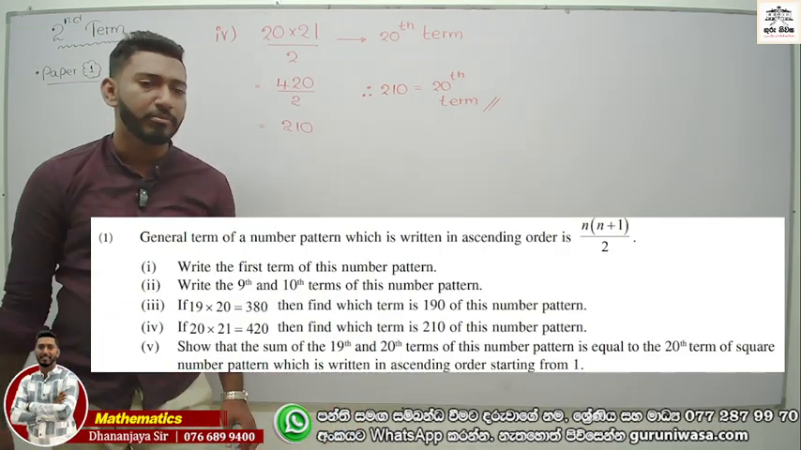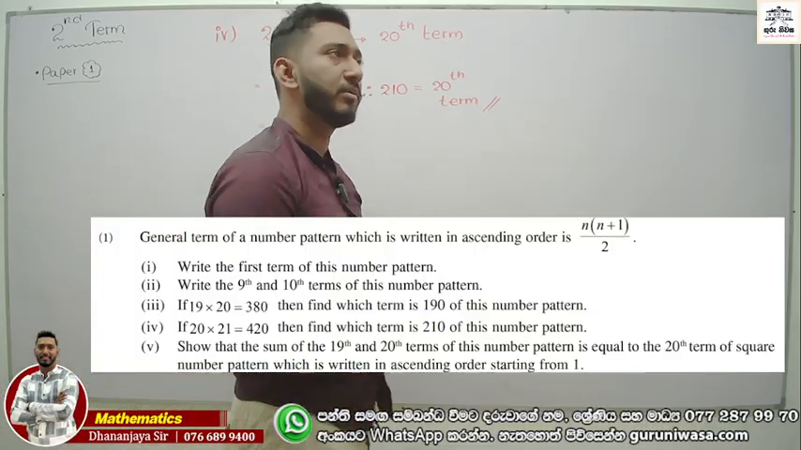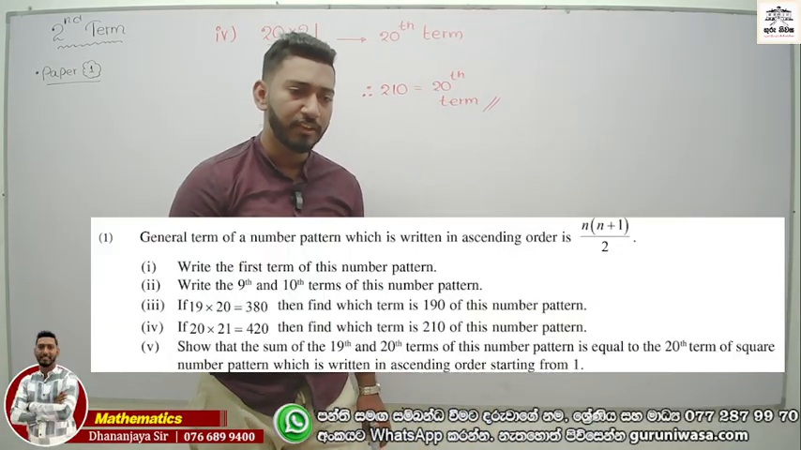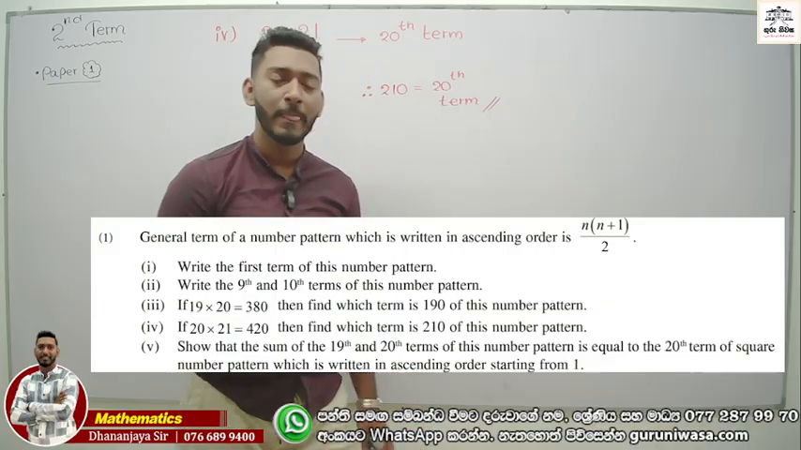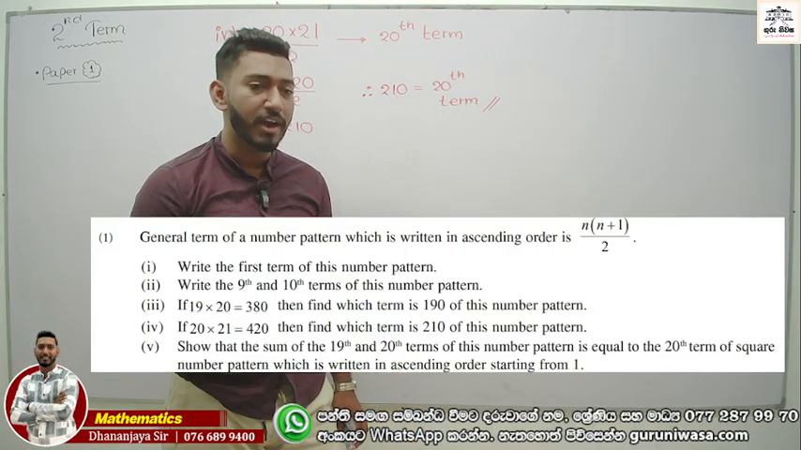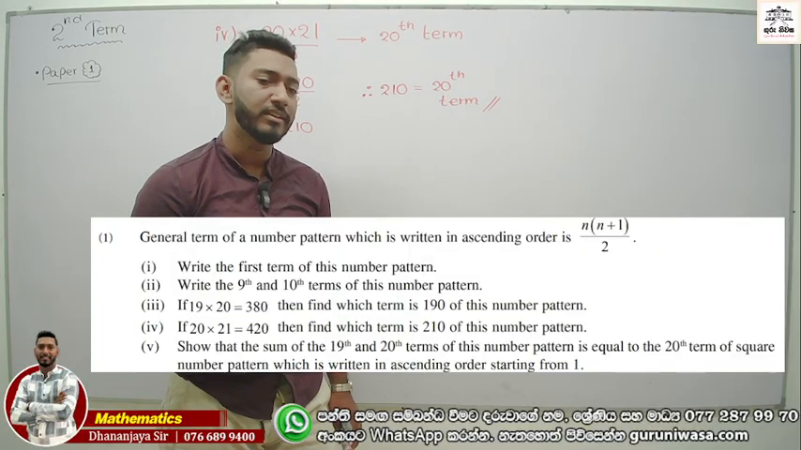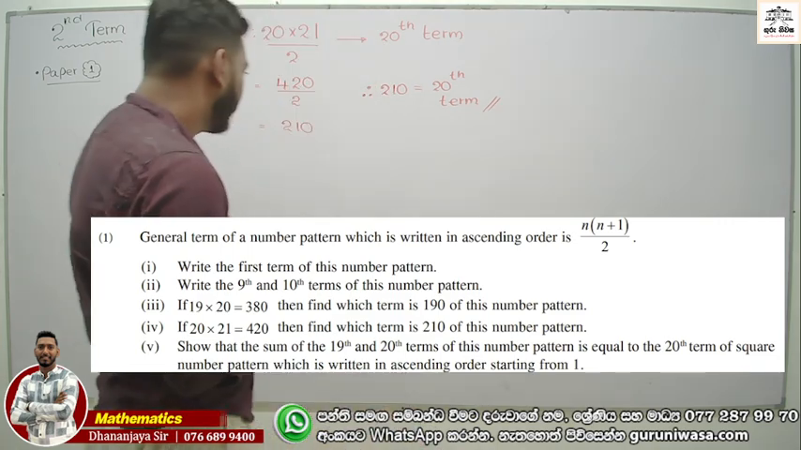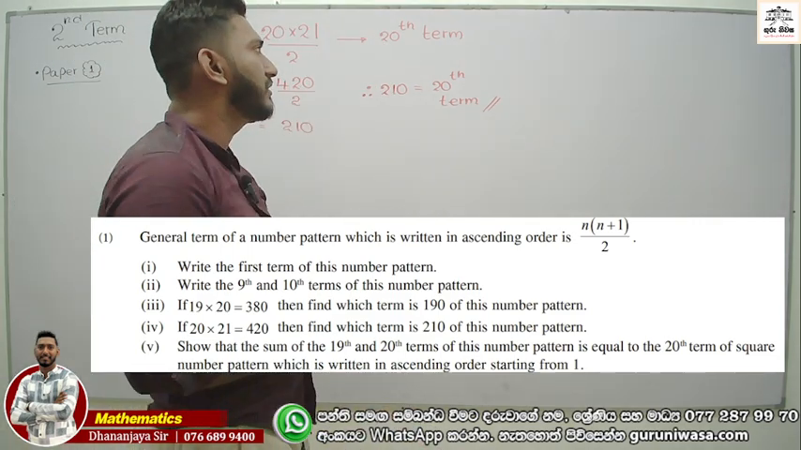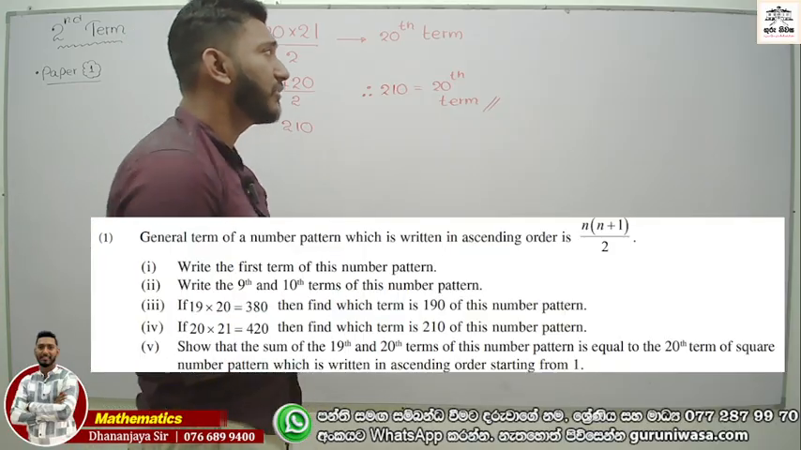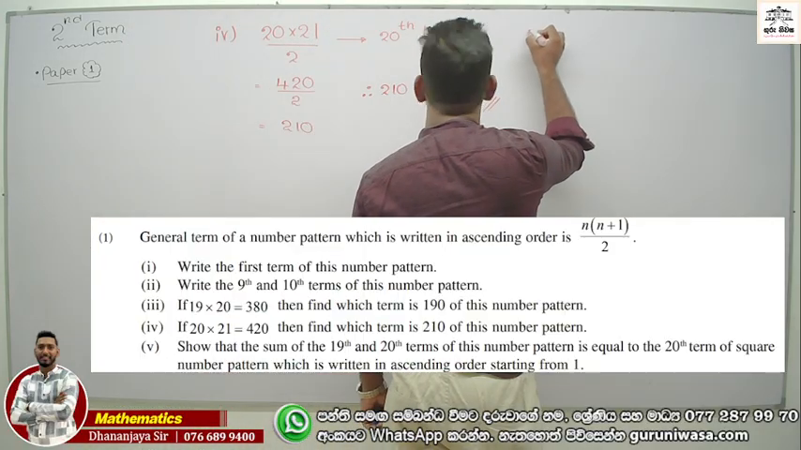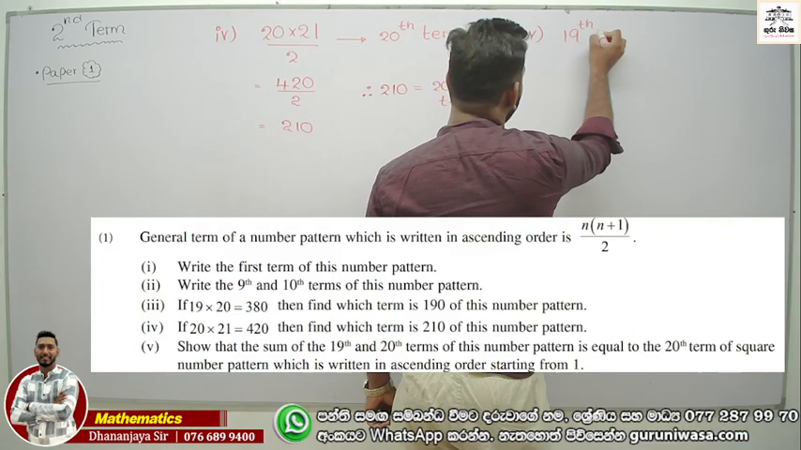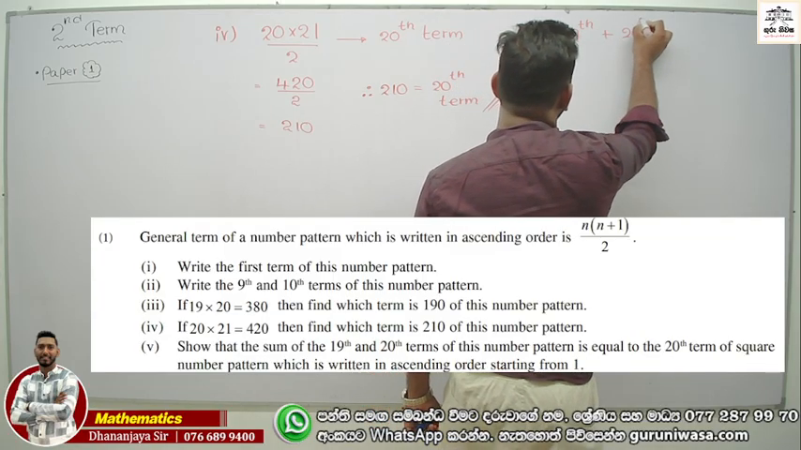Show that the sum of the 19th and the 20th term of this number pattern is equal to the 20th term of the square number pattern, which is written in ascending order starting from 1. Now look at this. Sum of the 19th term and the 20th term. This is question number 5. 19th term plus 20th term.